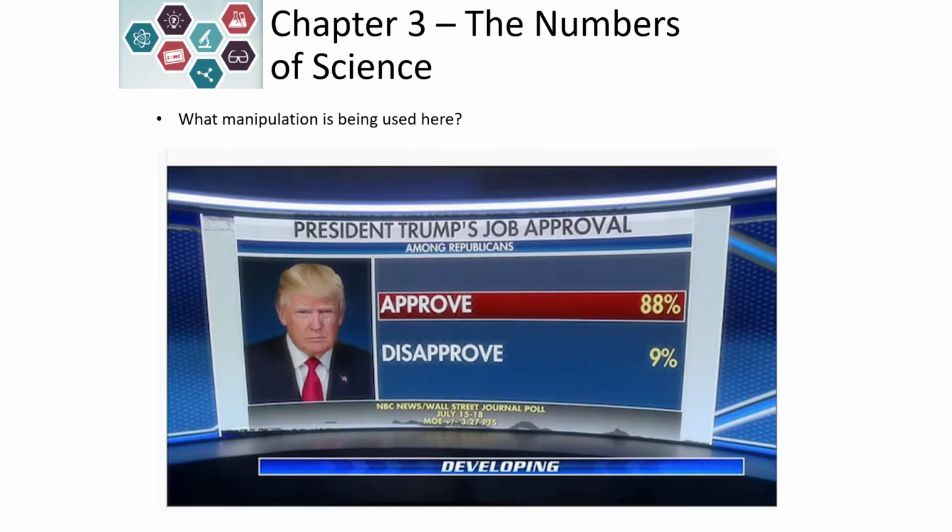What manipulation is being used in this graphic? This would be cherry-picking data. If we look closely, it says that it is support for President Trump's job approval by Republicans. By not presenting the whole population, this makes the approval rating probably seem higher than it is.